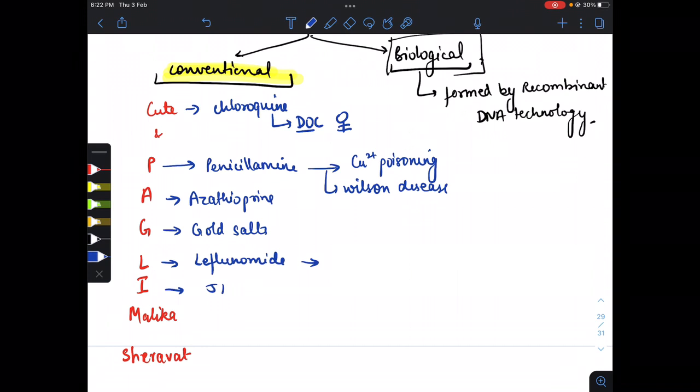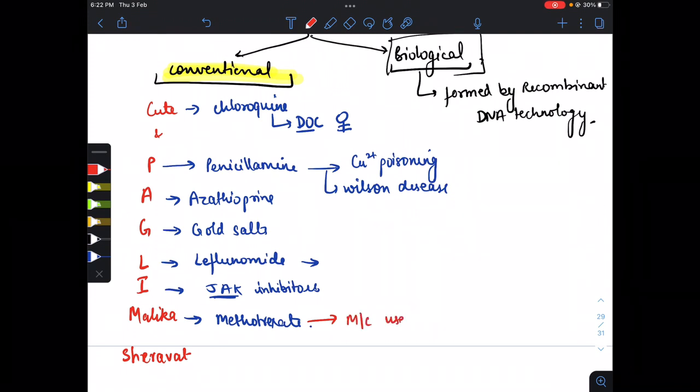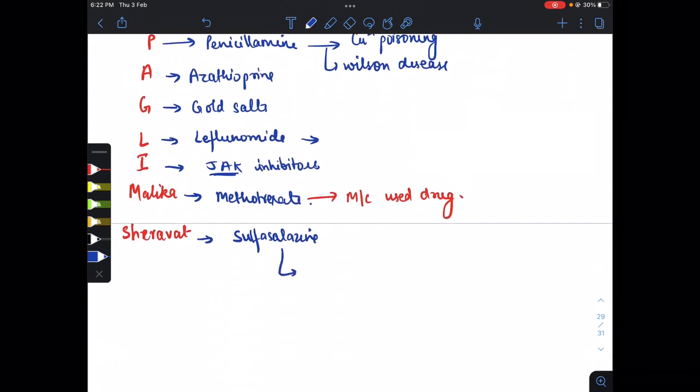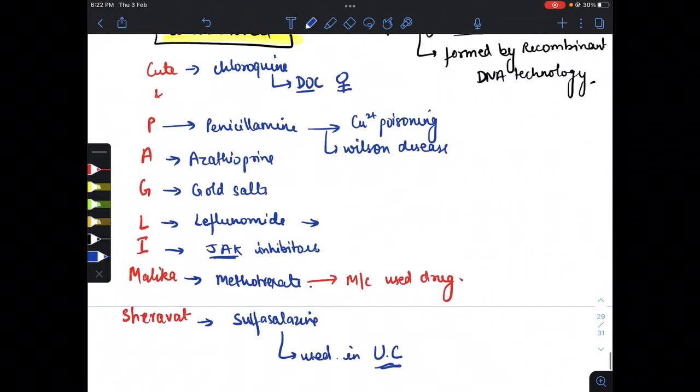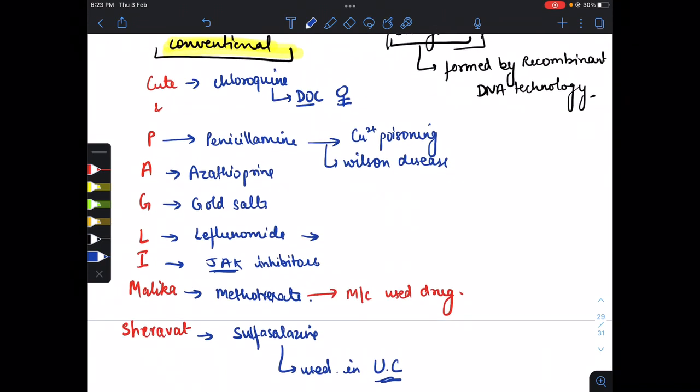And I stands for JAK inhibitors. In Malika, M stands for methotrexate, which is the most commonly used drug in the DMARDs for rheumatoid arthritis. And S stands for sulfasalazine. As we all know, sulfasalazine is also used in the treatment of ulcerative colitis. So these are the drugs for the conventional DMARDs, that is cute and pugly Malika Sherawat.